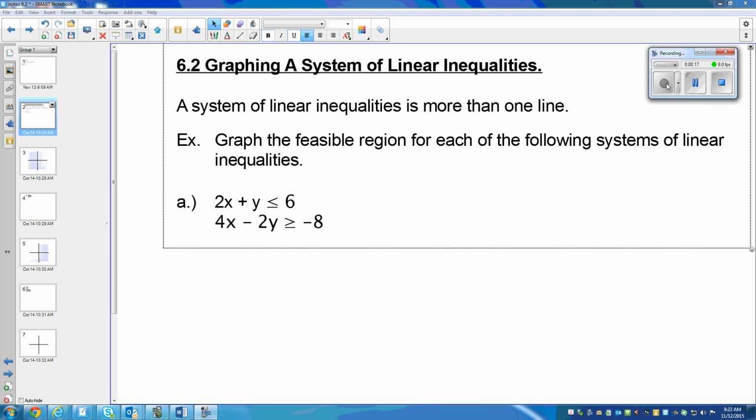6.2. Graphing a system of linear inequalities. You just graphed one linear inequality, right? Guess what we're going to do now? Graph 2 or 3 or 4 or 5 or 6. And the big thing about this is we want to know where it works for all of them.